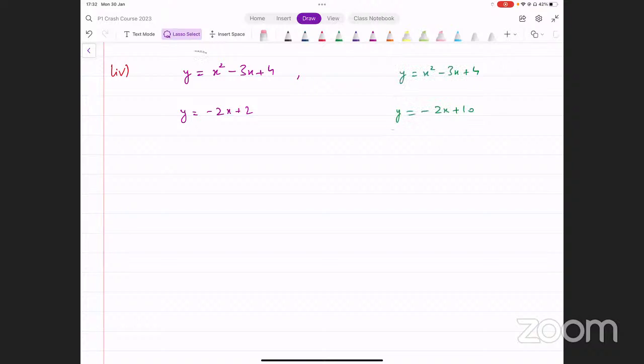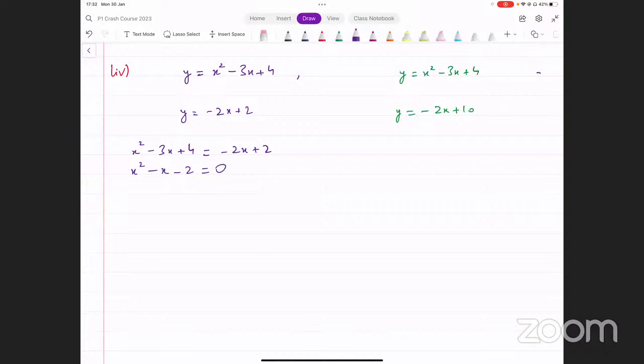Now let's do this. Let's solve the first set of equations. We already have y as the subject in both of them, so we can just equate the right-hand sides. That's going to give us x squared minus 3x plus 4 equal to minus 2x plus 2. Take everything to one side, and that gives you x squared minus x minus 2 equals 0 here.